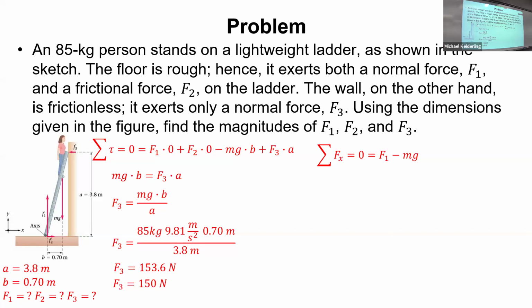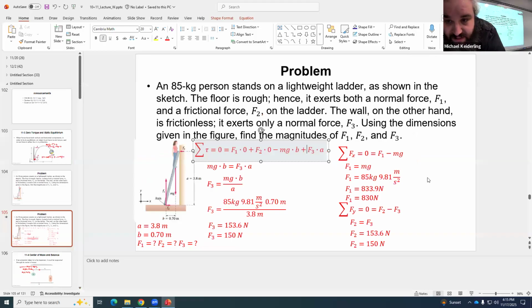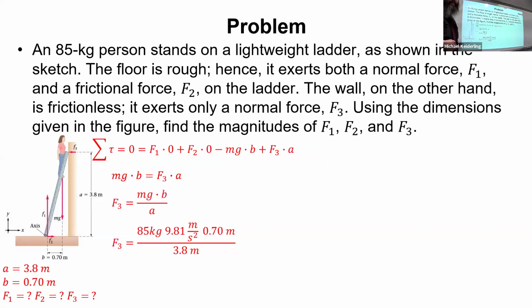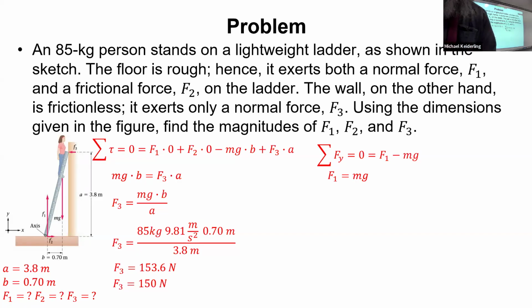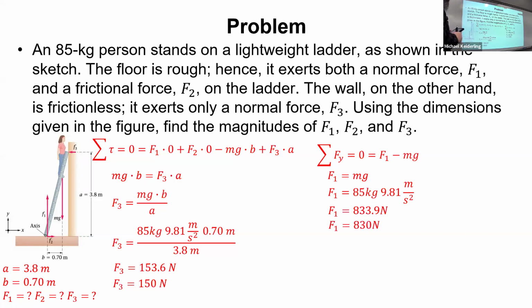Then we can do the forces in the y direction. I made a bunch of typos when I put this together real quick. So forces in the y direction: F1 minus mg equals 0. So F1 equals mg. So F1 equals 85 kilograms times 9.81 meters per second squared, or 833.9 newtons, or 830 newtons.